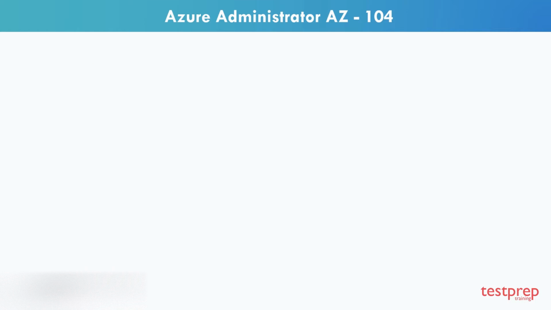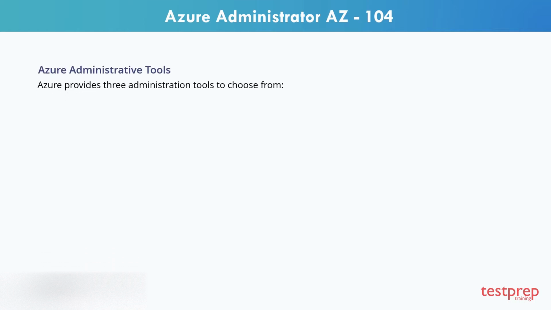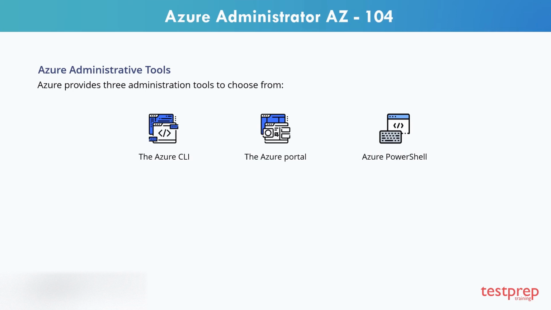Azure provides 3 administration tools to choose from: the Azure Portal, the Azure CLI, Azure PowerShell. They all offer approximately the same amount of control. Any task that you can do with one of the tools, you can likely do with the other 2. All 3 are cross-platform, running on Windows, Mac OS, and Linux. They differ in syntax, setup requirements, and whether they support automation.